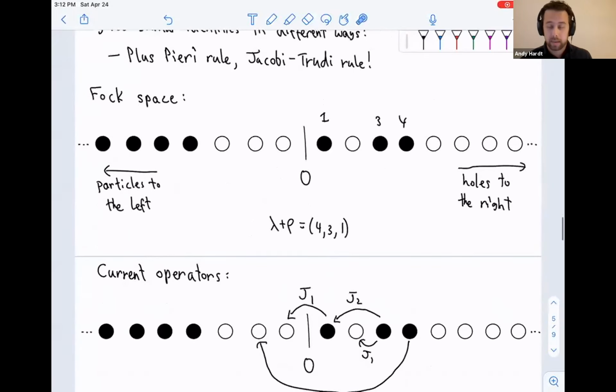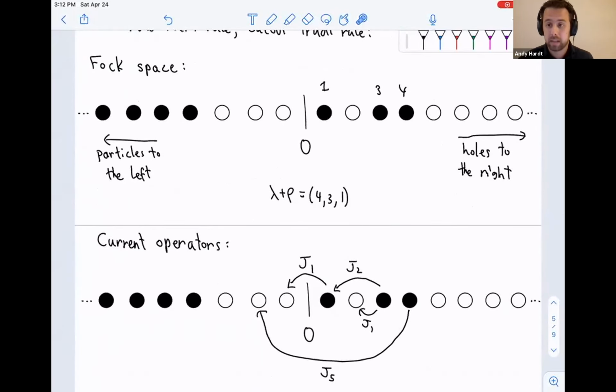And we also have certain operators, current operators coming from a Heisenberg algebra, that basically move a particle to the left. So if we apply J1, it's going to move a particle 1 step to the left. If we apply J2, it moves it 2 steps to the left. We also have an exclusion principle. If you want to move this 2 steps to the left, you've got to move this one out of the way first.